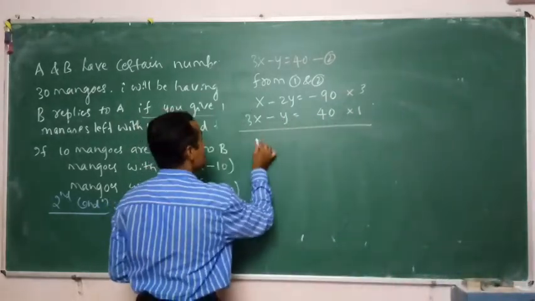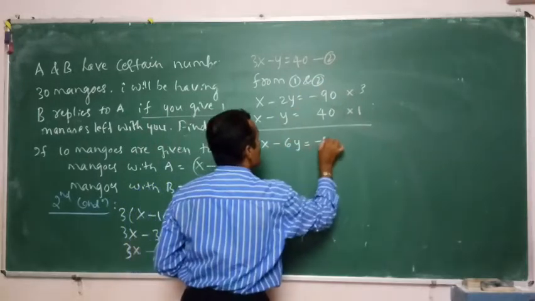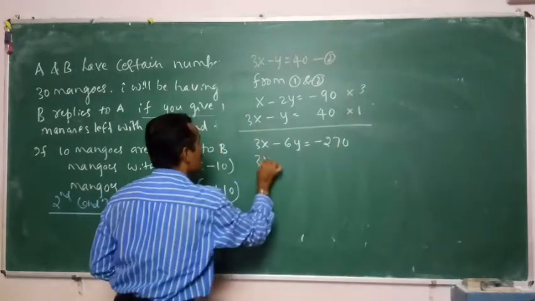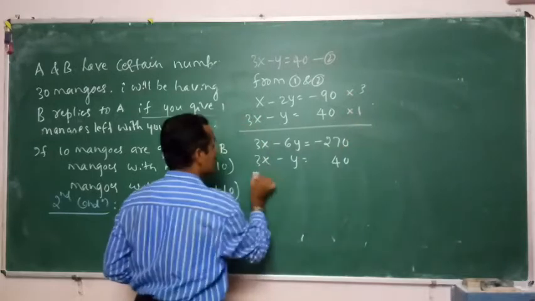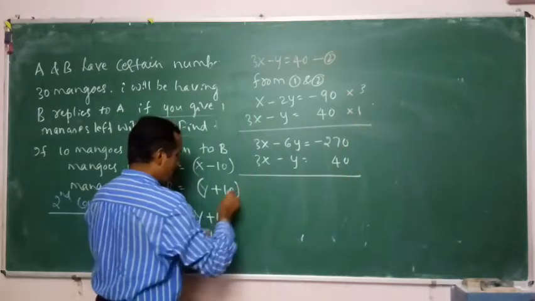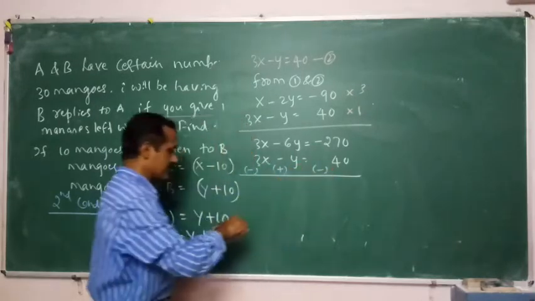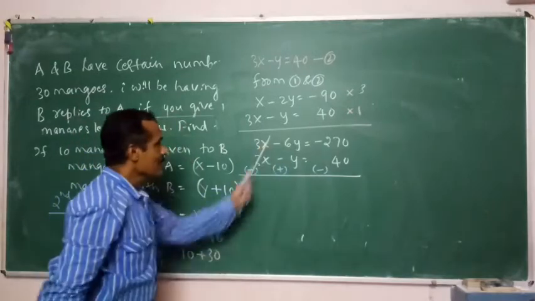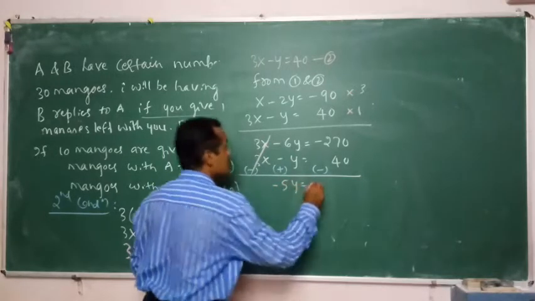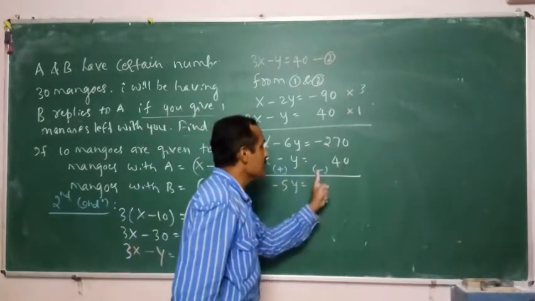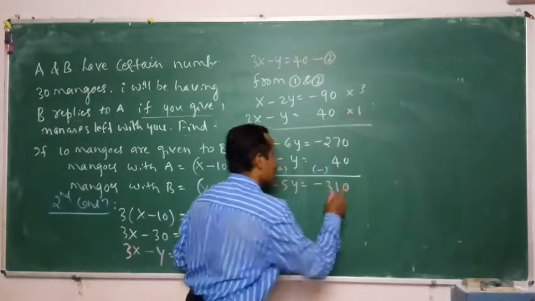Okay. It is multiplied by 3: 3x minus 6y is equal to minus 27. 3x minus y is equal to 40, multiplied by 1. It can be cancelled provided the sign has to be changed. Plus will become minus, minus becomes plus. Okay? 3x gets cancelled. Minus 6 plus 1 gives you minus 5y is equal to minus 27 minus 40. Both are negative, so add: minus 67.